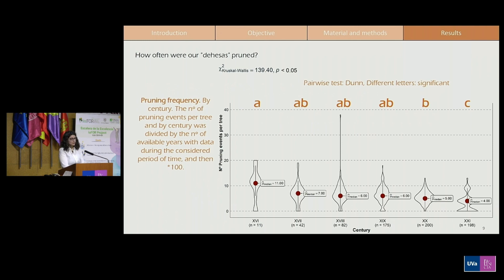Okay, for the reconstruction of the historical management, we analyzed firstly the pruning frequency as the number of prunings per tree and century. We then compared the frequency between centuries using a pairwise comparison model. The frequency is considerably reduced over the centuries. For example, trees were pruned 11 times on average in the 16th century, and now only 4 times. We can see that all centuries show significant difference with the 21st century.